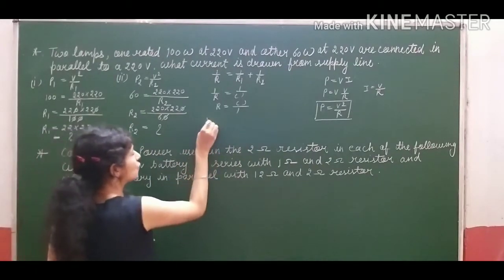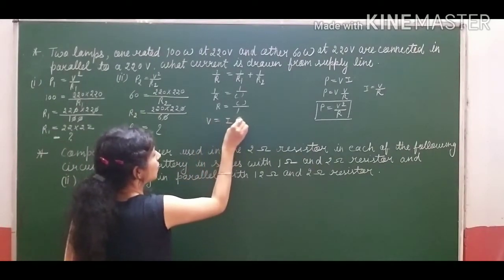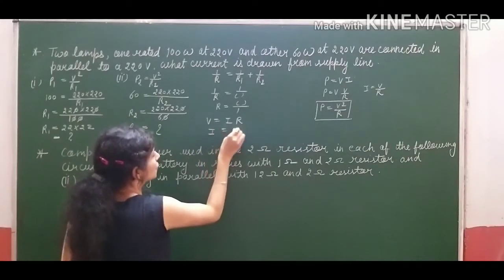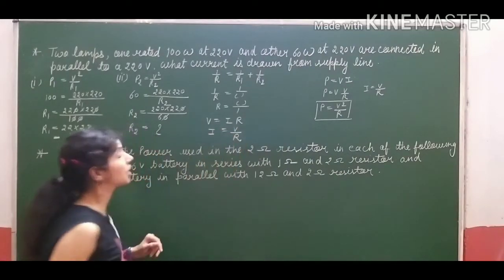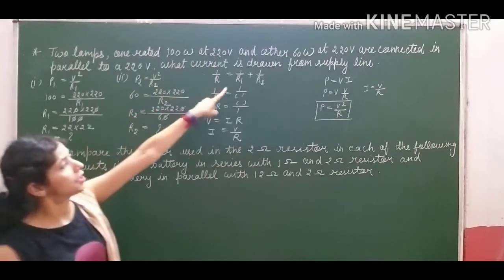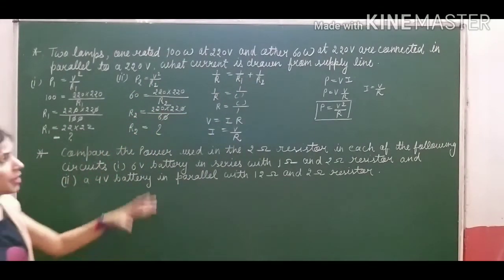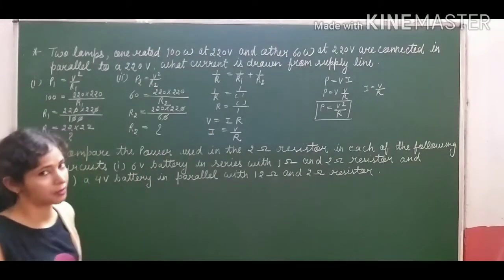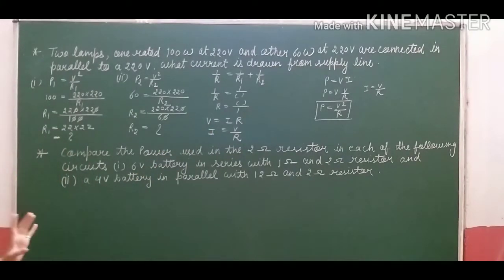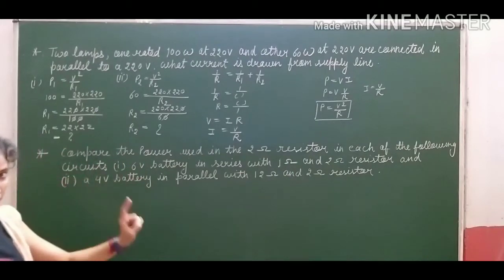Now you have to use the formula V is equal to I into R, so I is equal to V over R. It is to be used to calculate what current is drawn from the supply line. Is it clear? But here you have to know that the potential difference remains the same in the parallel combination. So this is the way this question is to be solved.